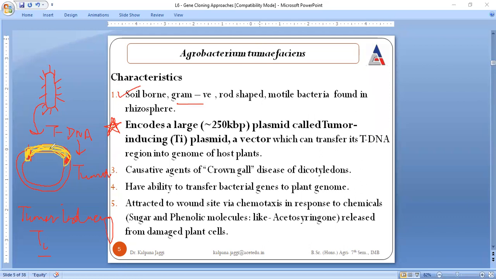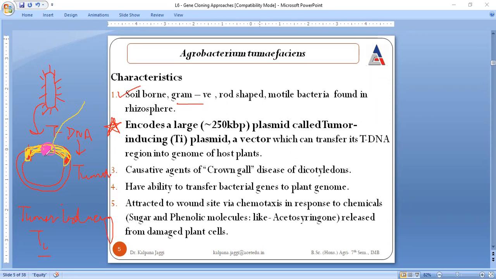So this region I have told you about has one drawback: it is responsible for inducing tumor. So if this region is to be utilized for gene transfer, we need to ensure it no longer has the genes responsible for the formation of tumor. Because if we transfer this region along with our desired gene, say this is our desired gene, and the desired gene is inserted along with this T-DNA.